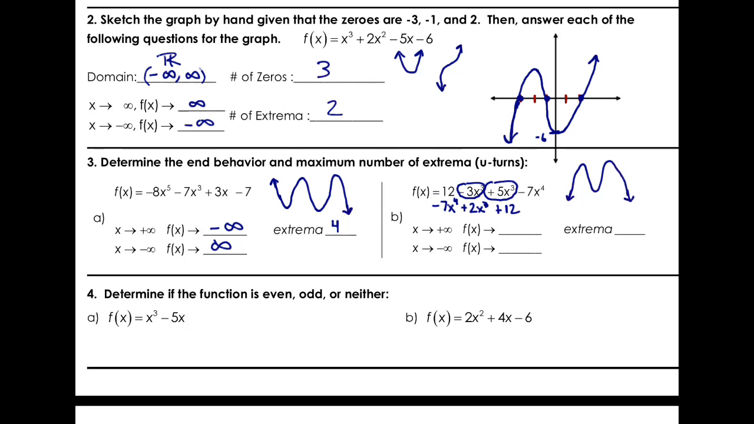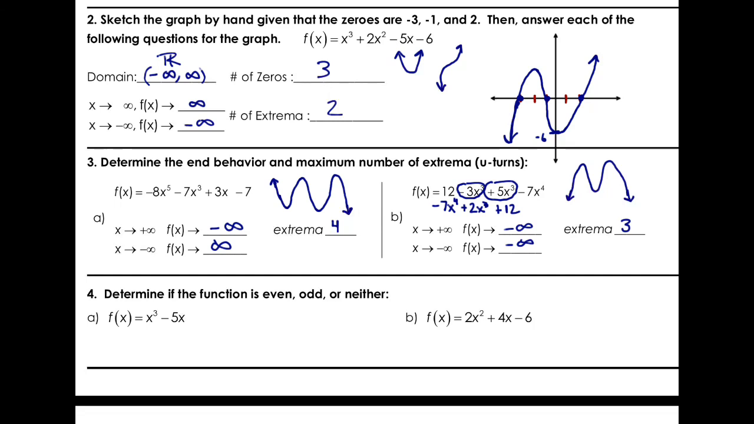Now we can do end behavior. As x is going towards infinity, we hit the line, we go down to negative infinity. As we're going towards negative infinity, we hit the line, we go down again to negative infinity. Even function, and it matches. Extrema are turns. We have a turn there, 1, 2, 3. We have 3 extrema. Or take the highest exponent and subtract 1. So 3.